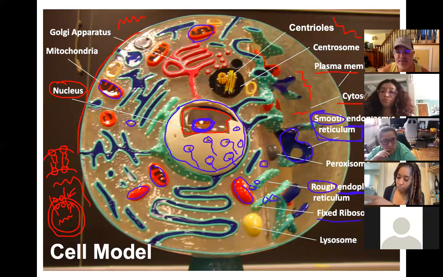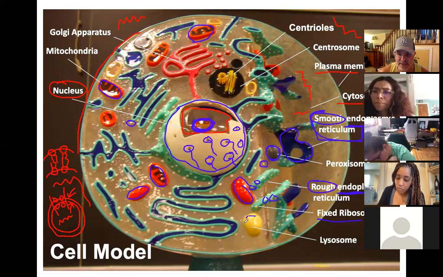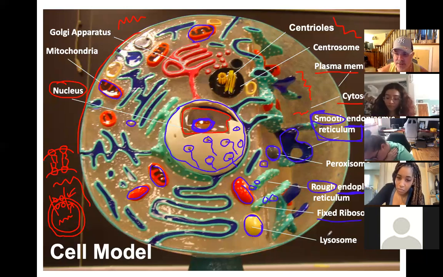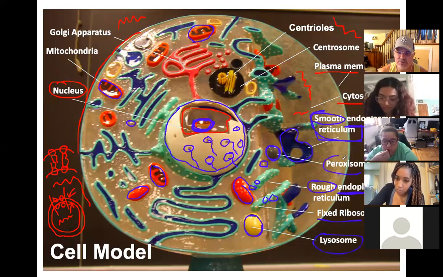Then we have these two vessels. One looks gray and one looks yellow. The yellow one is larger than the gray one, and they sound a little bit alike. The yellow one is called the lysosome, and the gray one is called the peroxisome. They look different. They're going to function differently, and I'll tell you what their functions are.